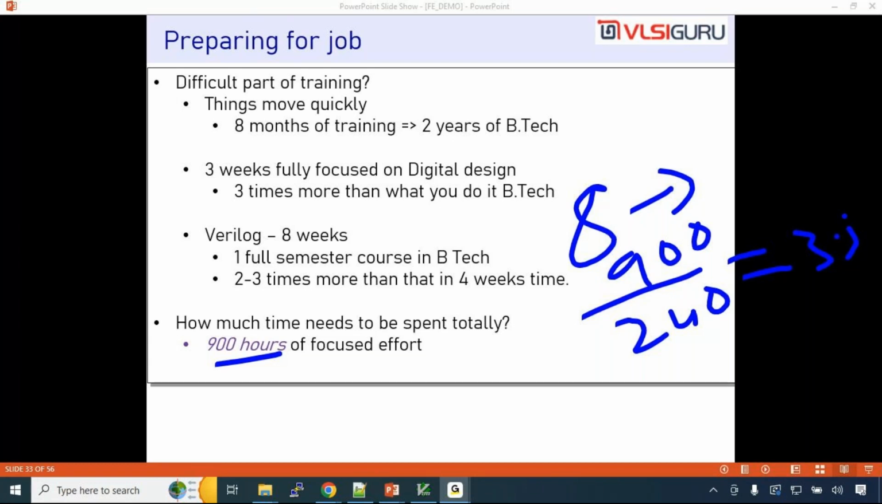Again, if you ask me why people don't get a job, they don't put in these 900 hours. I mean, let's say initially the batch strength is 40. By the time we go to the 9th month, the batch will be 50. So many people, I can't take all the blame on myself.